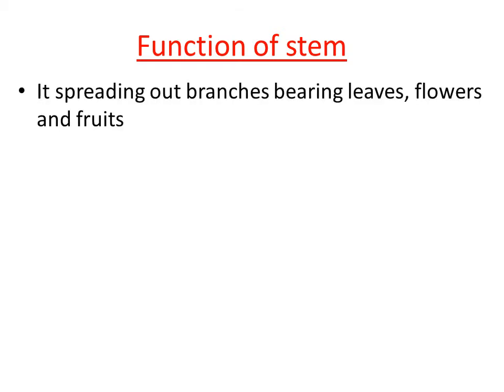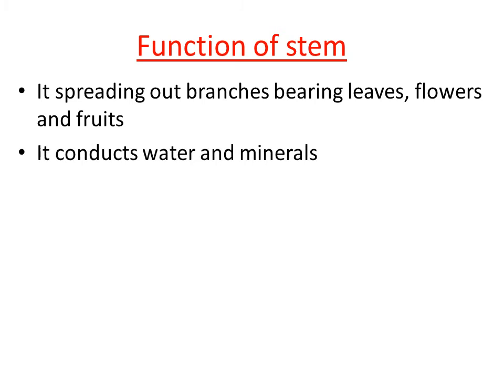What are the functions of the stem? We already came to know that the stem is the aerial part of the plant. It grows above the region of soil. The stem spreads out branches bearing leaves, flowers and fruits. It properly spreads the leaves, flowers and fruits to the sunlight, so that the leaves get properly exposed to the sunlight. All the branches spread out because of the stem.